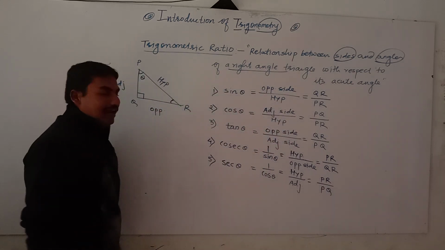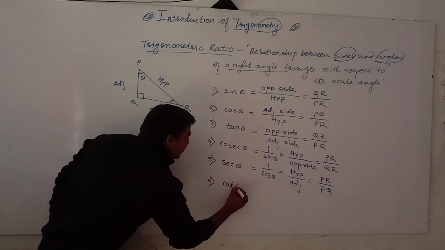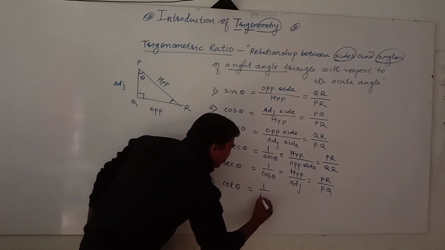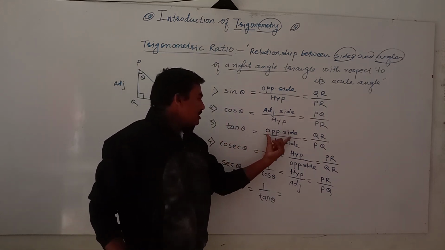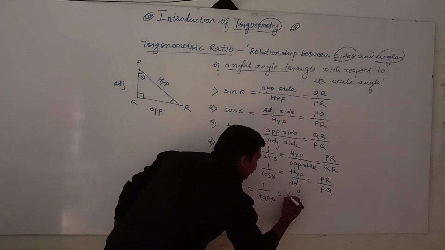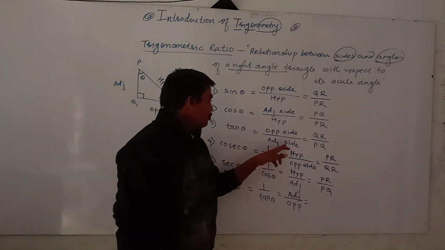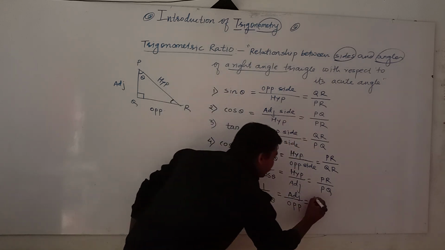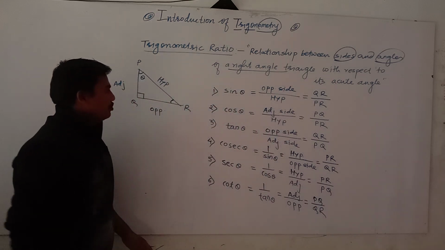Okay. Now the last, sixth one, is cot theta, and cot theta is the reciprocal of tan theta, 1 upon tan theta. So tan theta is opposite upon adjacent, so here it is adjacent upon opposite, QR upon PQ, so PQ upon QR.